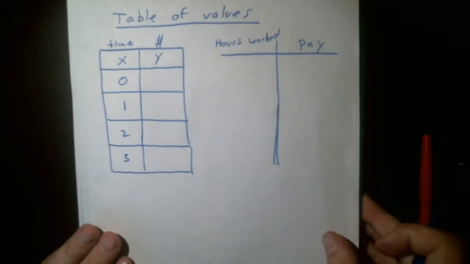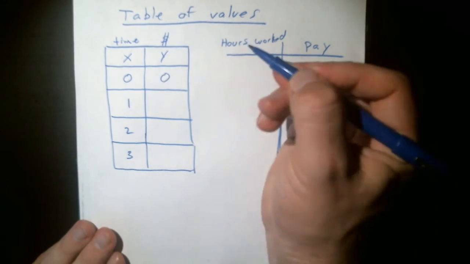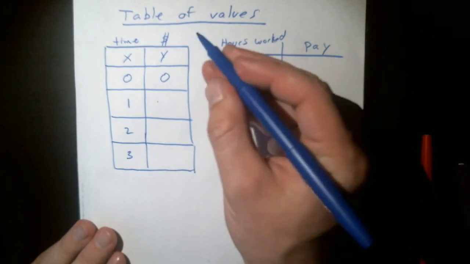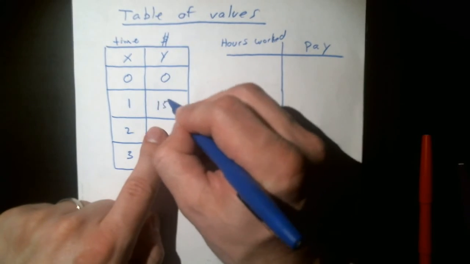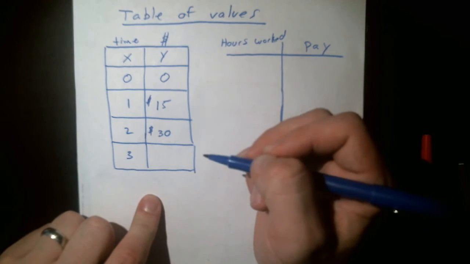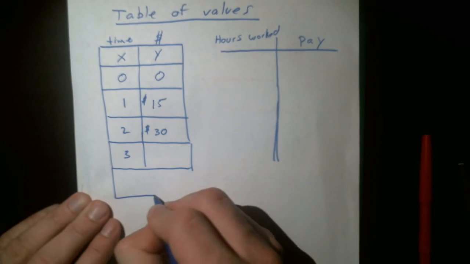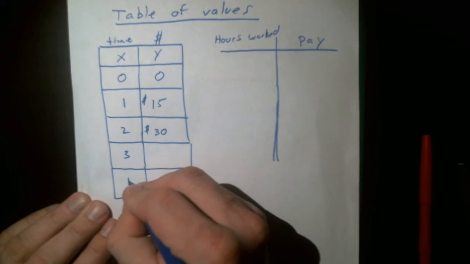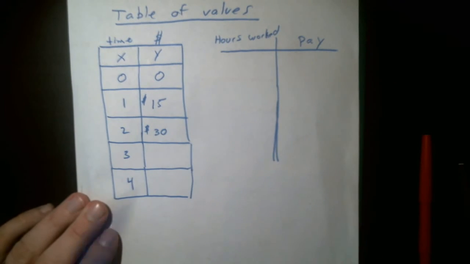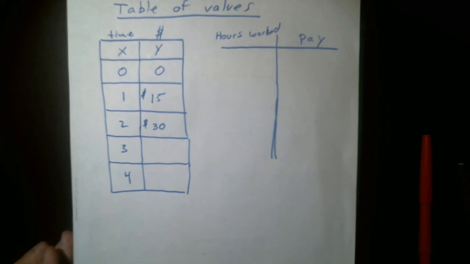Now I want you to put 0, $15, $30, and stop right there. And I want you to add one more column if you have room. We're going to stop right there. So we're going to relate these. We're going to find a pattern in the table of values.